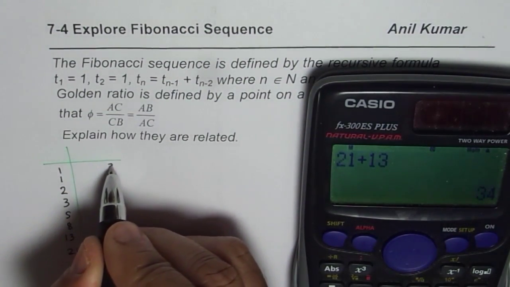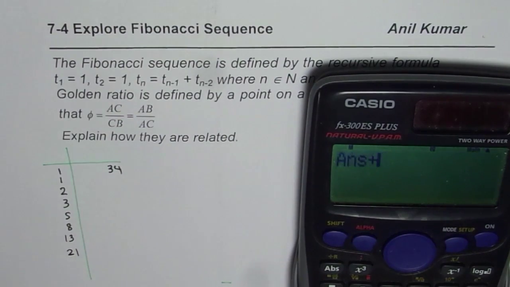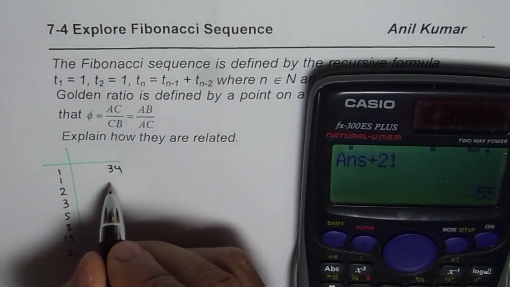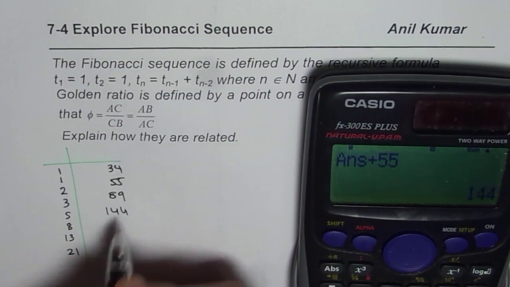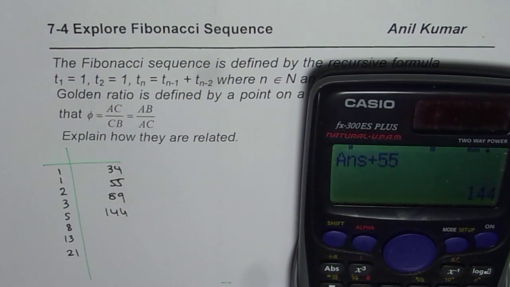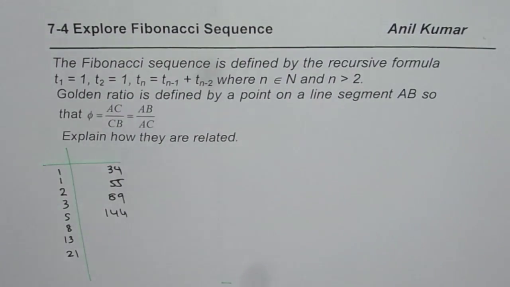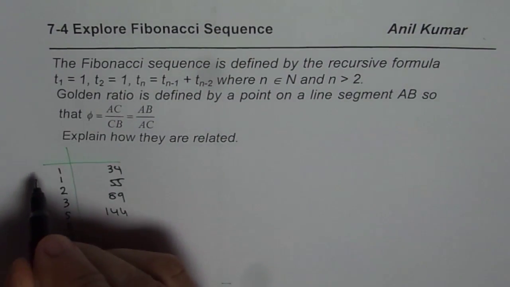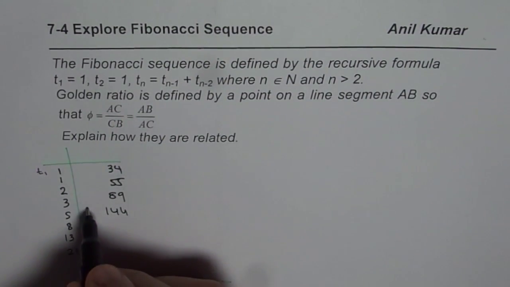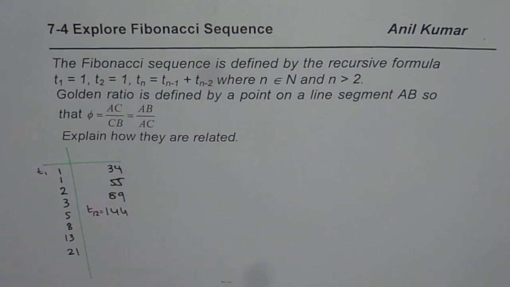So we'll continue here. 34 plus 21 is equal to 55. 55 plus 34 is equal to 89. We will stop at 144. 89 plus 55 is equal to 144. Okay, so there it comes. 144 is the 12th number in this series. That is how I remember, right? So I know if I reach here, this is my first number and this is my 12th number. That means whatever addition we did was correct.